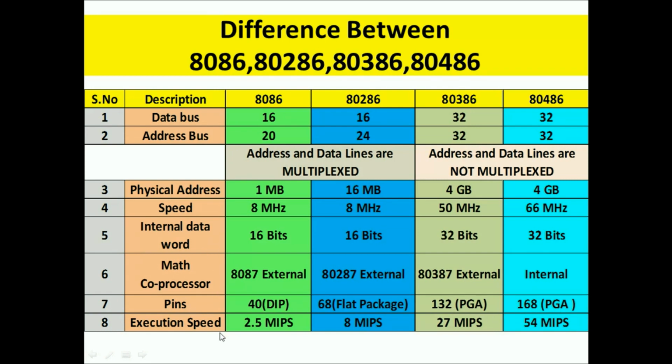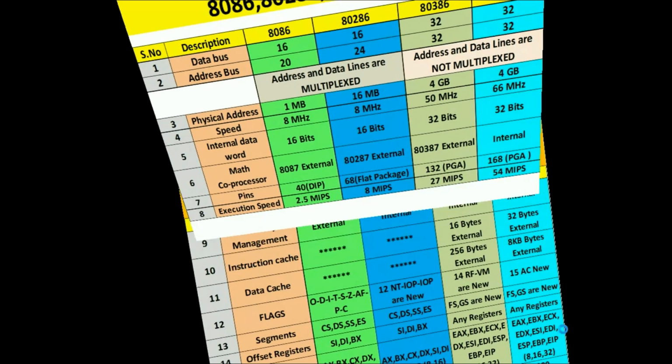And if you see the execution speed, the 8086 microprocessor executes 2.5 million instructions per second, and the 286 executes 8 million instructions per second, the 386 executes 27 million instructions per second, and the 486 executes 54 million instructions per second. So this is the execution speed of the 8086, 286, 386 and 486 microprocessors.